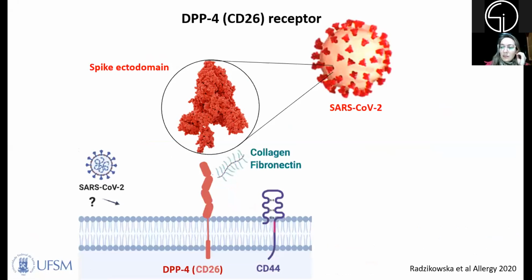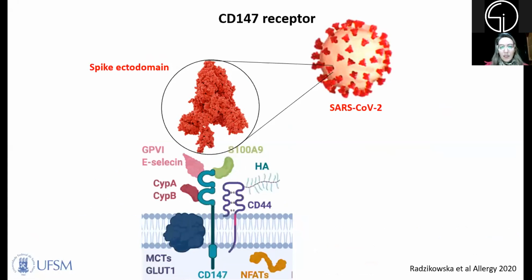But for DPP4, there is little evidence that SARS-CoV-2 binds to the DPP4 receptor. And about CD147, on the other hand, there is several evidence that SARS-CoV-2 binds to the CD147 receptor.